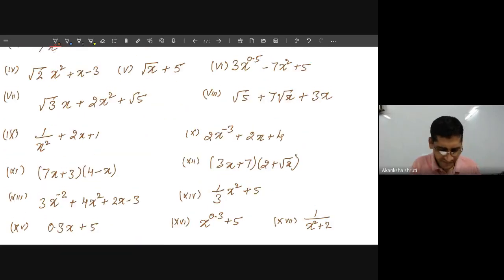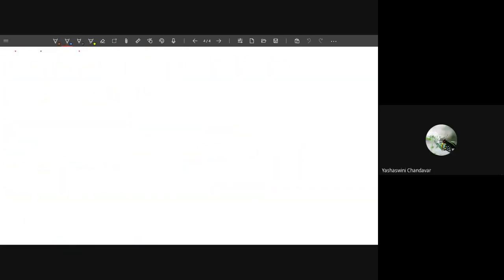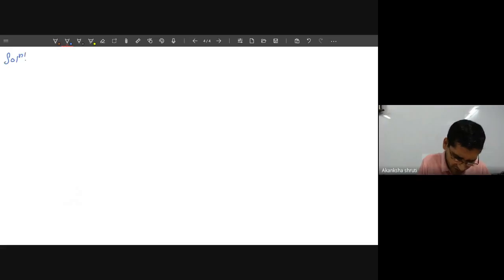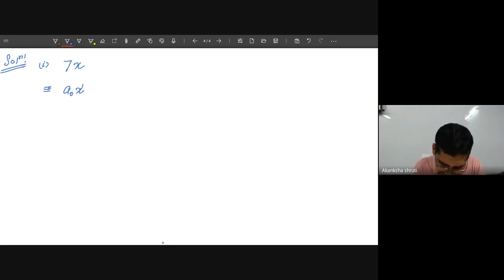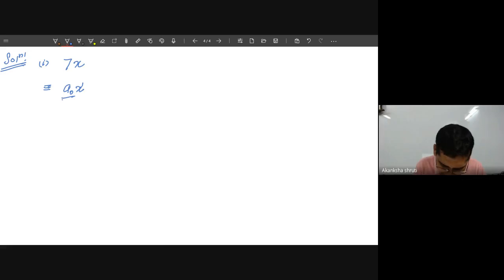Everyone has written this? Yes, sir. So write down this solution. One by one, each and every question is equally important because in each question there is a new kind of concept. Student, it is written as only 7x. What is this? If you compare this, it is like some constant a0 and only x to the power 1. Means it is satisfying the condition over this constant and this number.